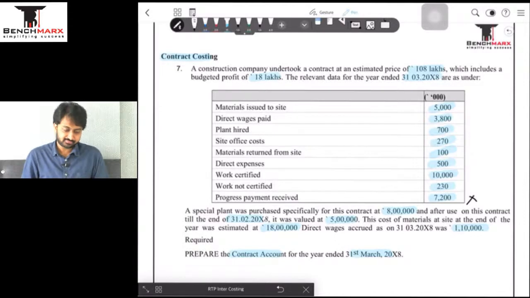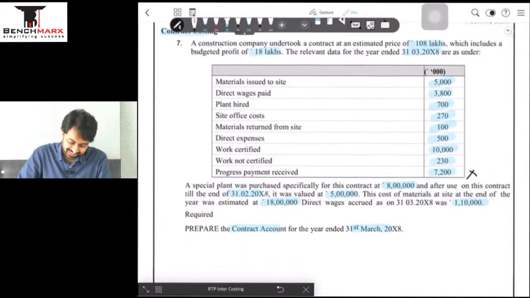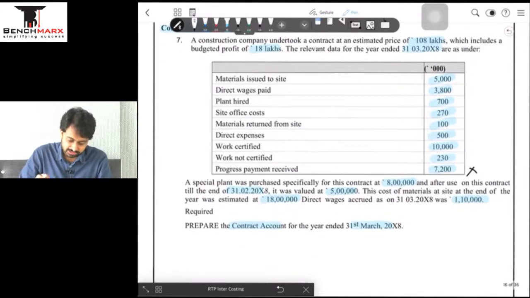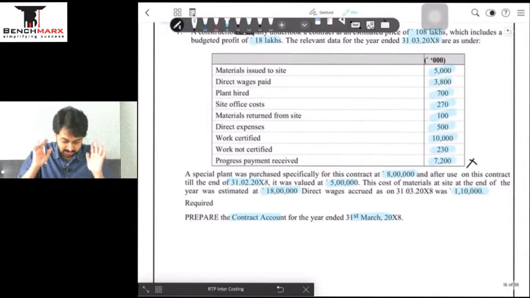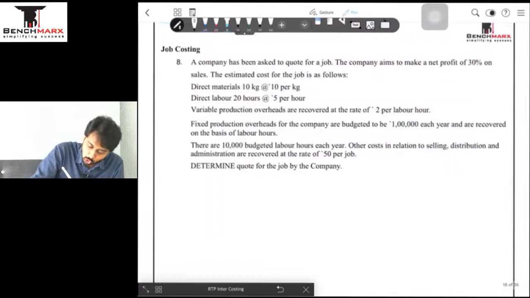Okay, let's resume. So we have done question number 7 and now we will be going to, okay, is the 7 complete? पूरा हो गया क्या? मैंने बीच में कुछ छोड़ा ऐसा? नहीं पूरा हो गया. So contract costing का question number 7 is also done. We are now going to go on question number 8. It is on job costing.